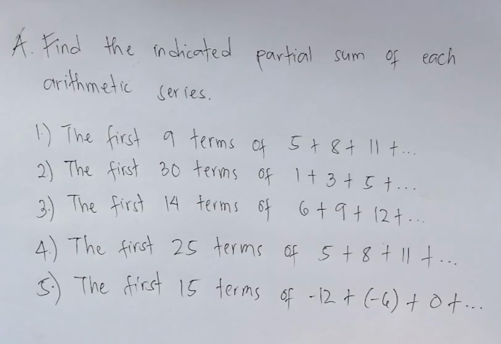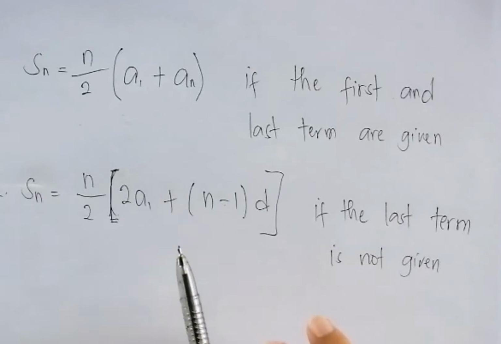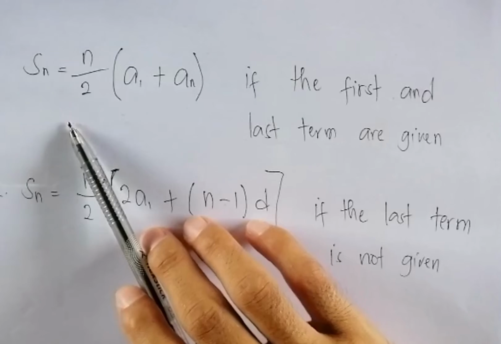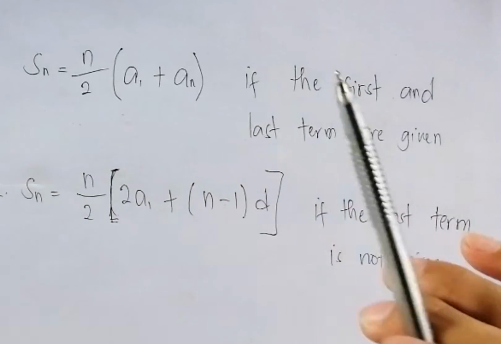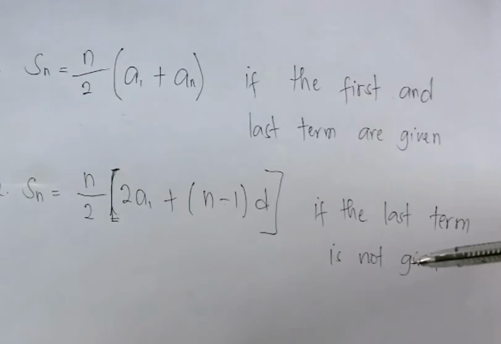Number 4, the first 25 terms of 5 plus 8 plus 11 plus dot. Number 5, the first 15 terms of negative 12 plus negative 6 plus 0. If the first and last term are given, use formula number 1. And if the last term is not given, use formula number 2.